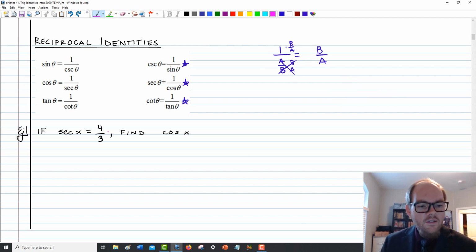So it says, if secant of x is equal to 4/3, find cosine of x. Now, truthfully, we probably don't need to do any work for you to be able to get this. If you know the reciprocal relationship, you know that the answer is just going to be 3/4.